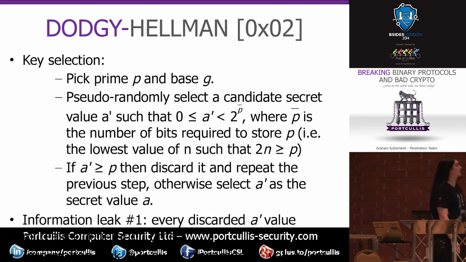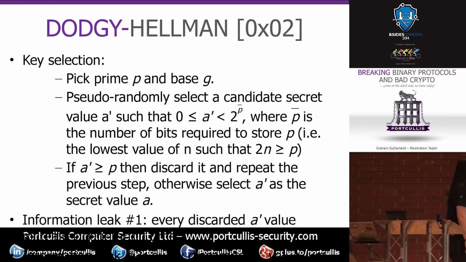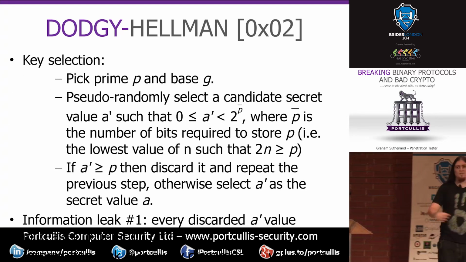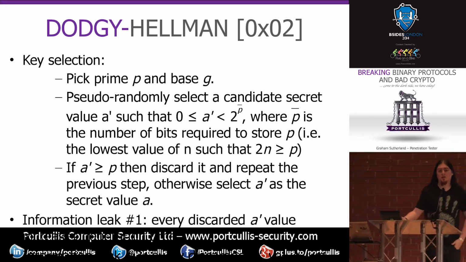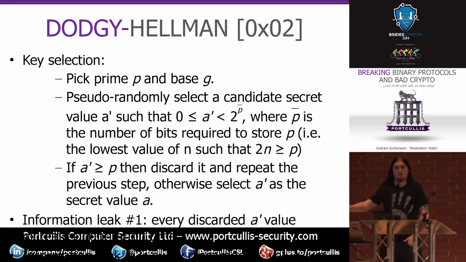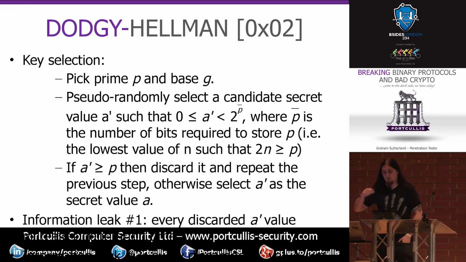Sorry, there's a lot of maths in this particular bit. So the way Diffie-Hellman works is that you have a prime P and a base G. These values are picked beforehand, and then the way it was implemented in their code is as follows. You pick prime P, base G, then you pseudo-randomly select a candidate secret value, A', which is the candidate secret value.